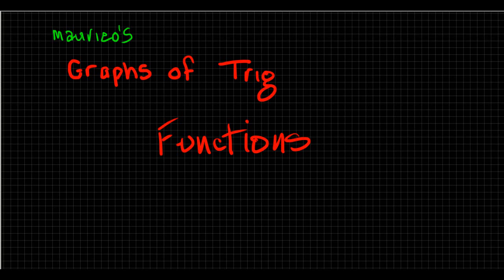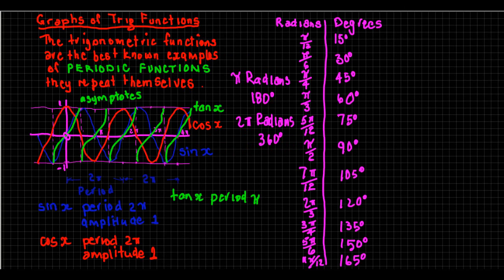Hello, we're going to have a bit of a look at graphs of trig functions. The trig functions that we are all so familiar with, the sine, cosine and tangent, are some of the best known periodic functions. They repeat themselves. Yes, they repeat themselves. Now if we have a look here at the sine graph in blue, we can see that it repeats itself.